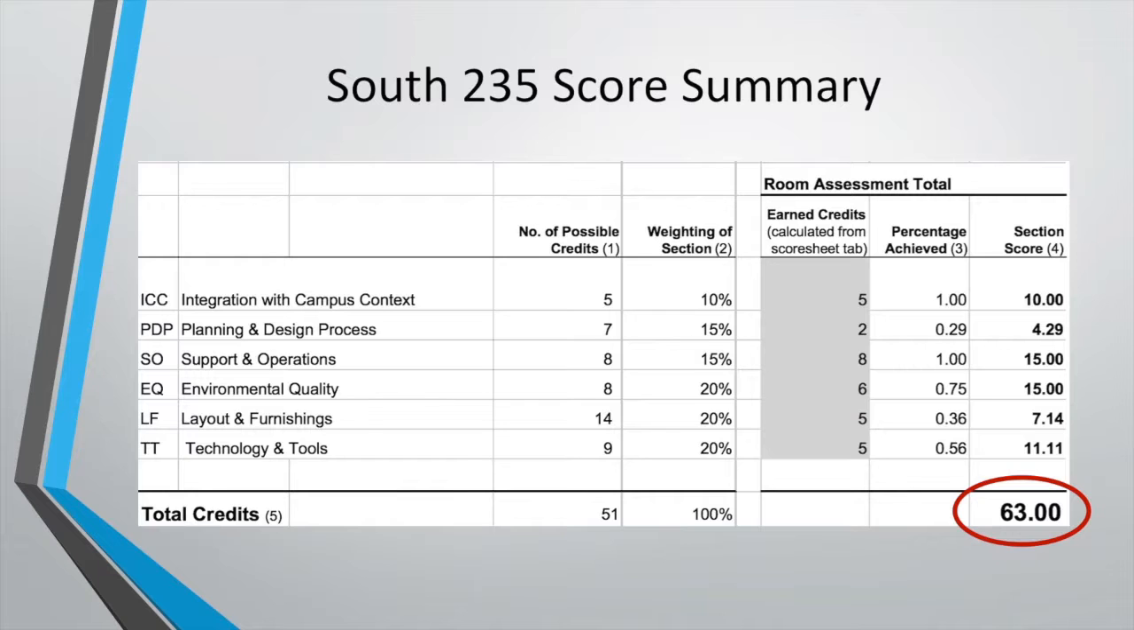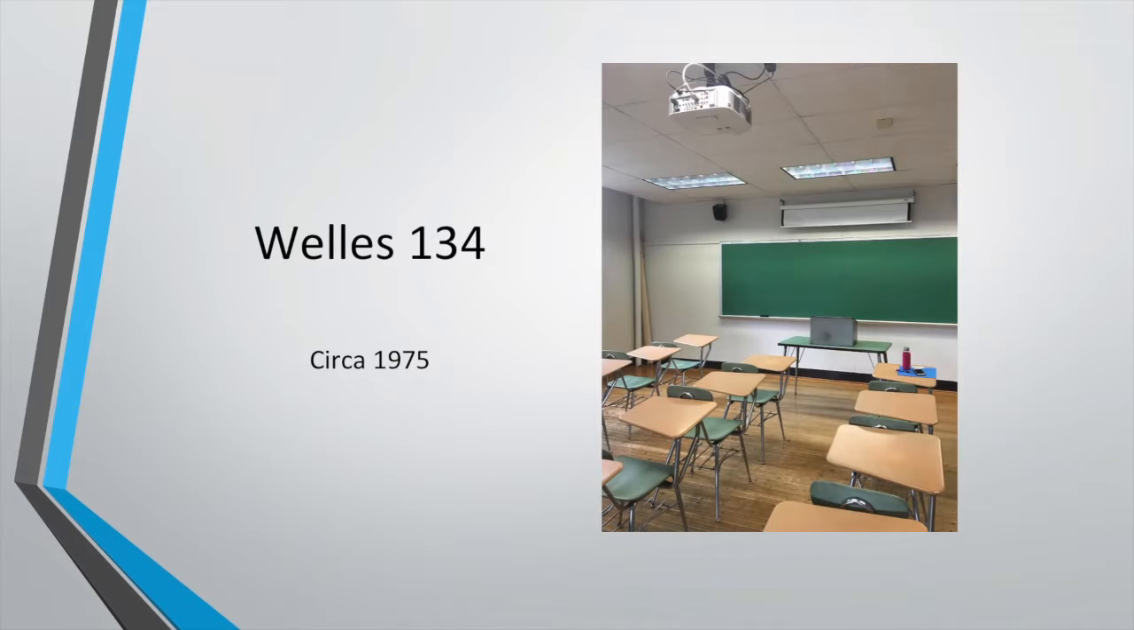Okay, and here's the old school room. Off to Wells. Okay, so this is Wells 134. I keep backing up the date that this room was installed. I'm guessing this is from the 70s, but it could even be older. Does anybody still have these old armchairs in your buildings on campus?